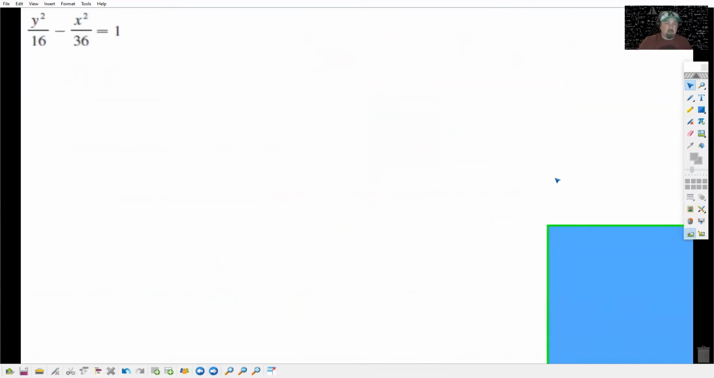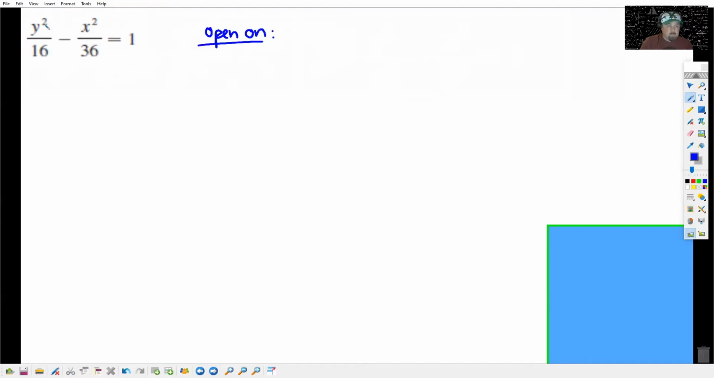So y squared over 16 minus x squared over 36 is equal to 1. We're already equal to 1, so we're good to start. First off, let's figure out which way this opens. This is going to open on which axis?